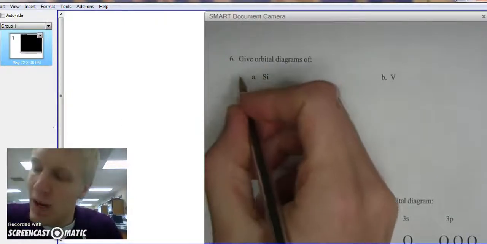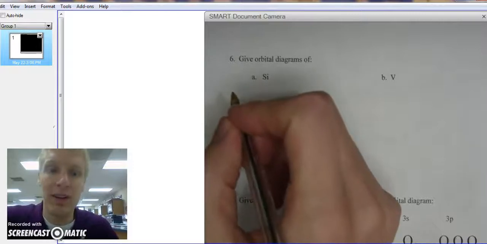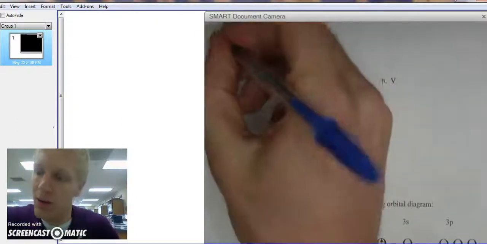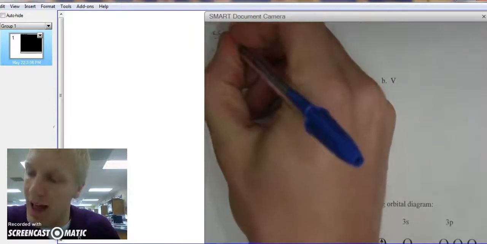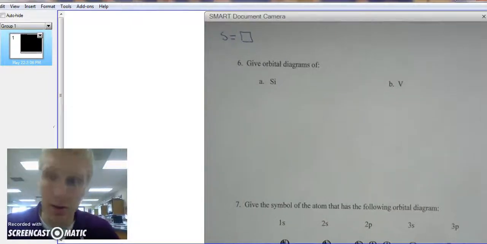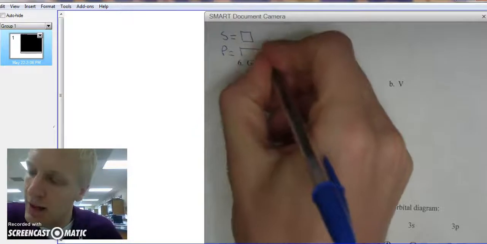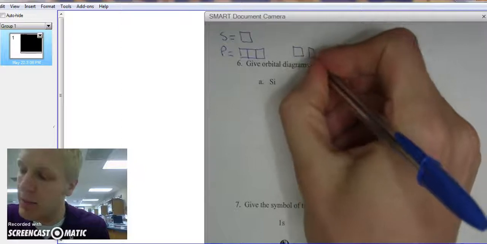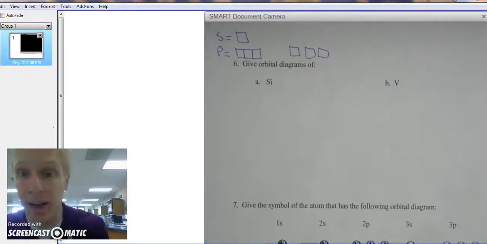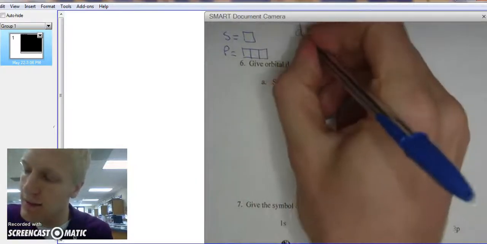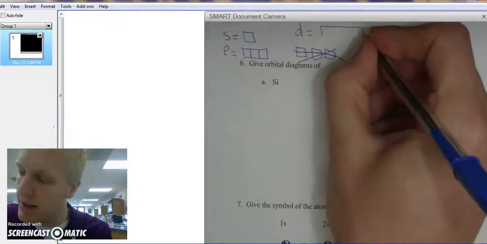Alright. What I usually do is I write the electron configuration first, and then it helps me plan out how many boxes and what order I need to make them. So it's important to remember that the s orbital is going to have 1 box, or you could draw a circle. The p orbital is going to have 3 boxes together. You do not want to write it a box, a box, a box. That would not be good because it looks like 3 s orbitals. Can't do that.